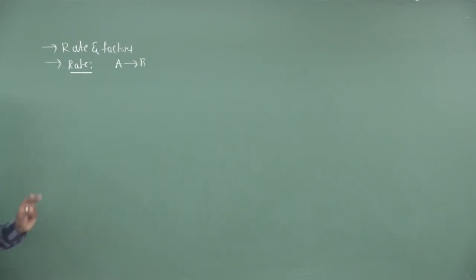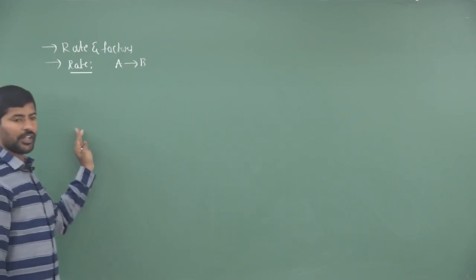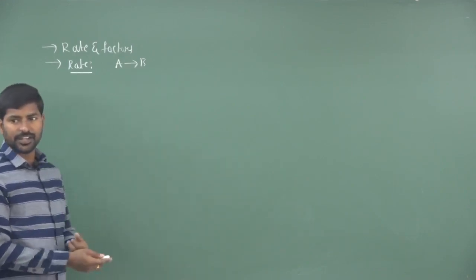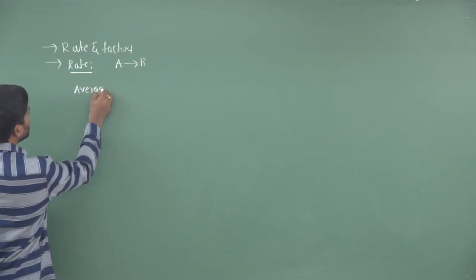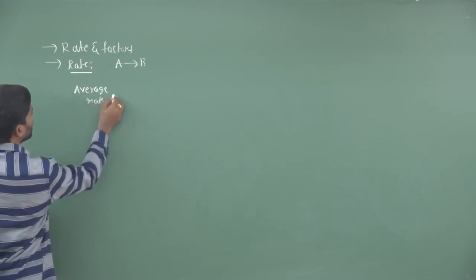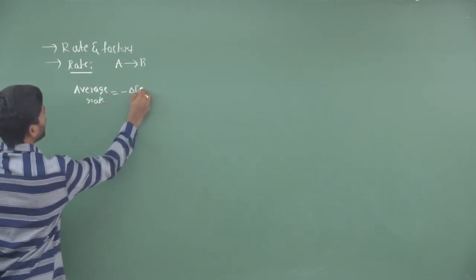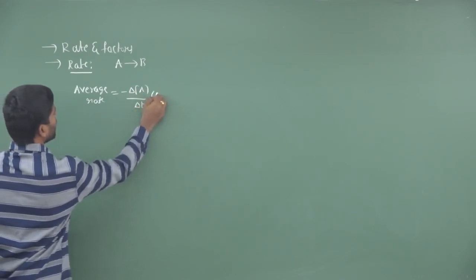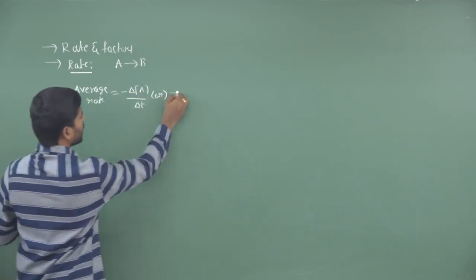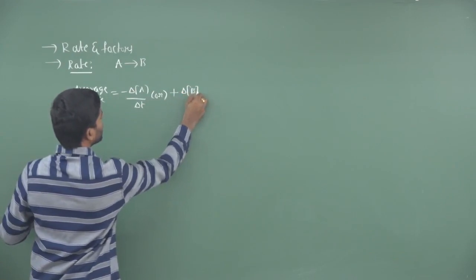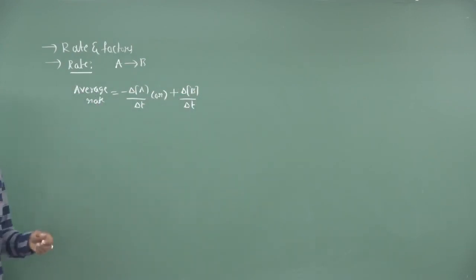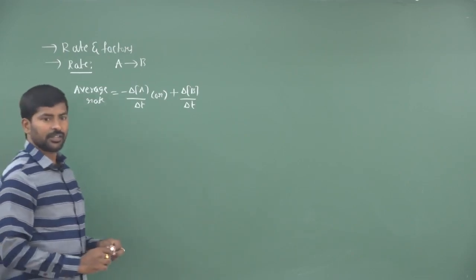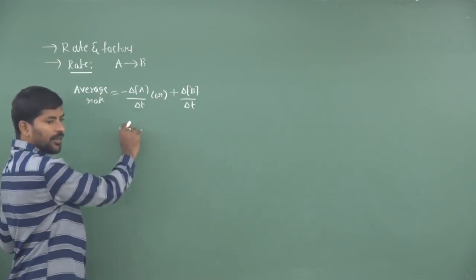Rate we can express in two ways. One is average rate, another one is instantaneous rate. Average rate we can give like this, minus delta A by delta T. With respect to reactant we get minus sign as its concentration decreases with time, and with respect to product we get plus sign as its concentration increases with time. This is called average rate.